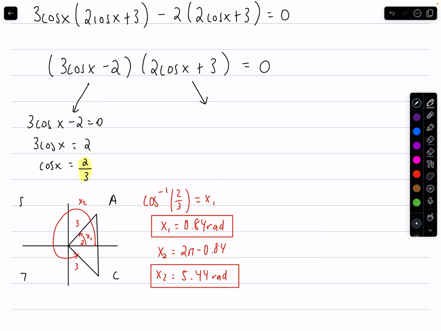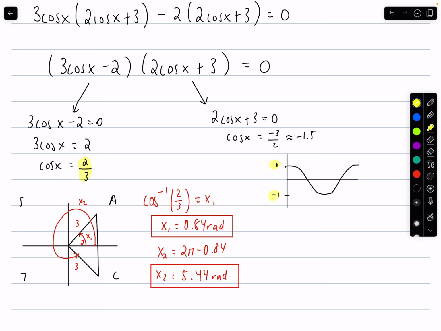Over here, if I solve for this, I'll say 2 cos x plus 3 equals 0. Cos x is just going to be equal to negative 3 over 2. But this is interesting because some people might look at this and say, oh, cos is negative, so it should be in the S and T quadrants. But the reality is negative 3 over 2 is approximately negative 1.5. And we know from our cos graph, our parent function, that the parent function only exists from 1 to negative 1. So if it's at negative 1.5, that means we're talking about a point that's somewhere over here.